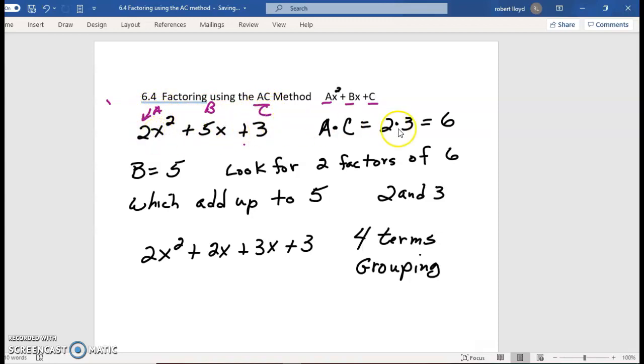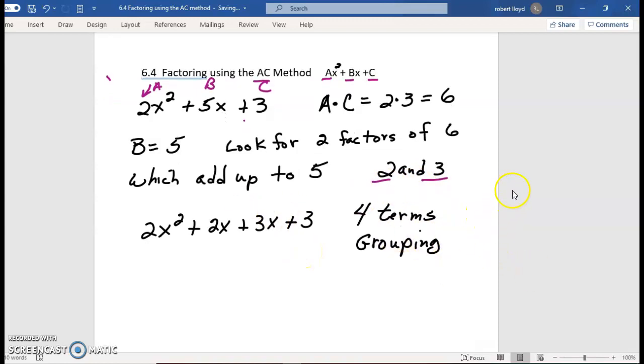So 2 times the 3 is 6. The B factor is 5. So we're looking for two factors of the 6, which add up to 5. So two factors of 6 that add up to 5 are 2 and 3.